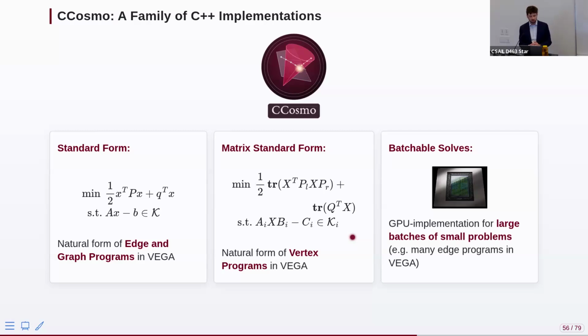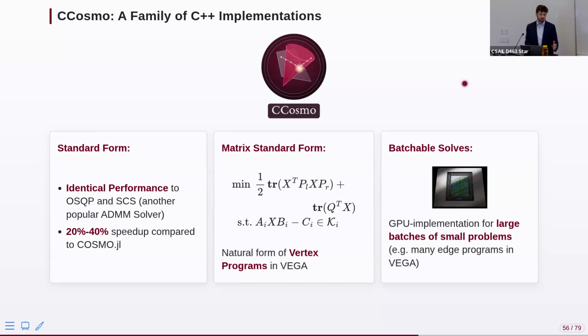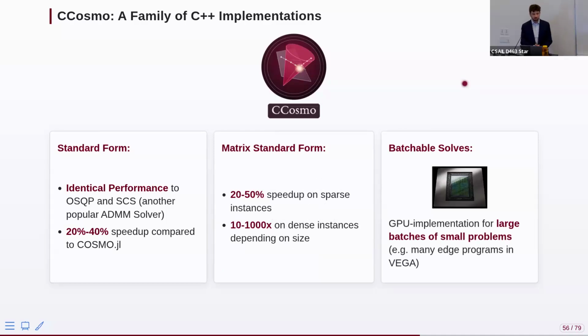And then since there's so much parallelism, we got interested in whether we could write an efficient batchable version of the solver. And so we have a GPU version that actually accepts large batches of very small problems. And why that emphasis, I'm happy to talk about that offline. So the standard form, OSQP, SCS is another ADMM solver, both written in C. We achieve essentially the same performance just because it's the same algorithm. But relative to using Julia, we do see the differences between C++ and Julia show up. On the other hand, the matrix standard form, solving the program in this form rather than converting it to standard form, actually has significant advantages.